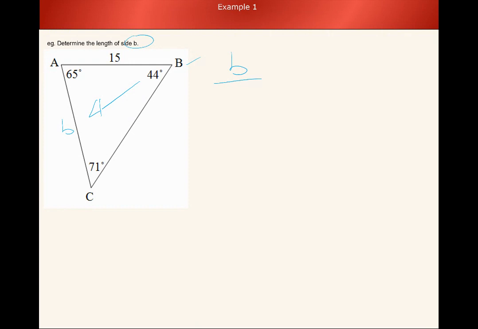I'm going to say b divided by sine 44 degrees is equal to, now we've got to choose, right? You're going to want to choose a combination that you know, angle C, side c. Don't use A, that makes no sense because you don't know side a. So side c is 15 divided by sine of angle C, which is 71 degrees.